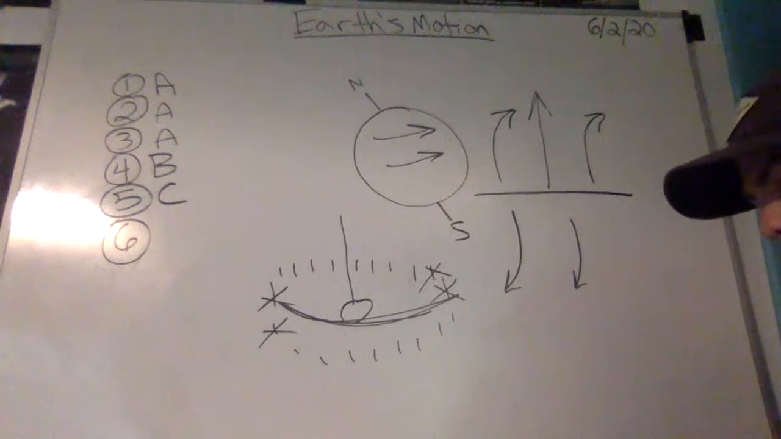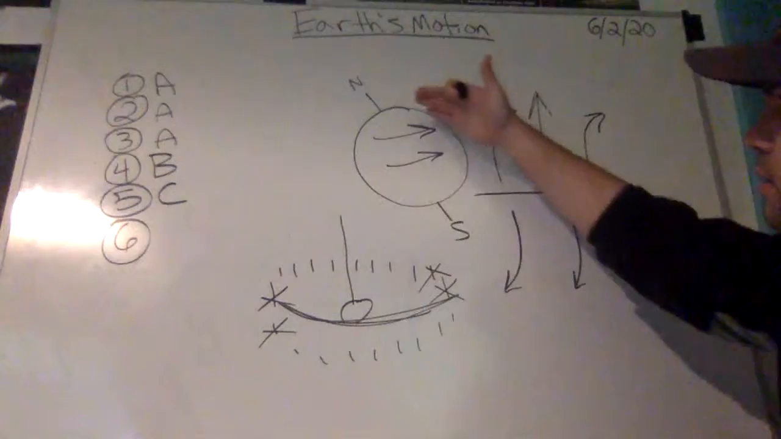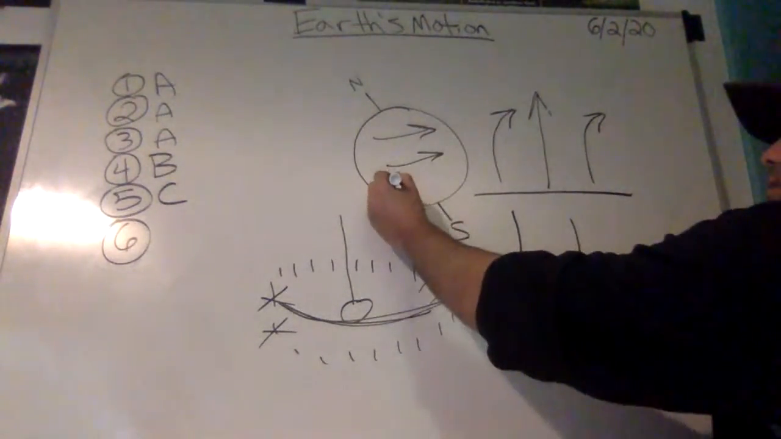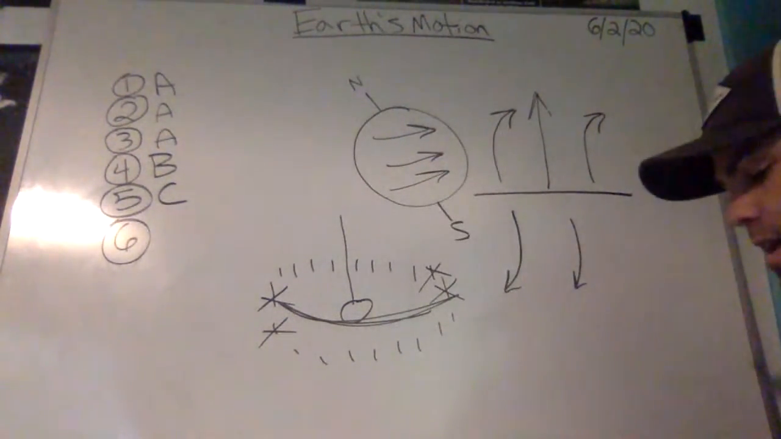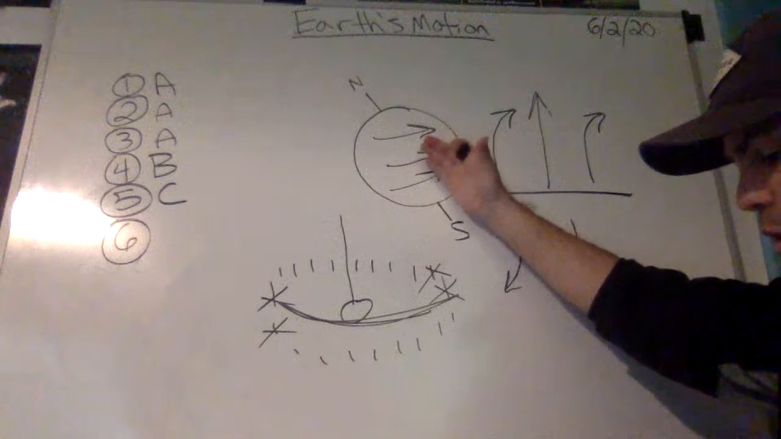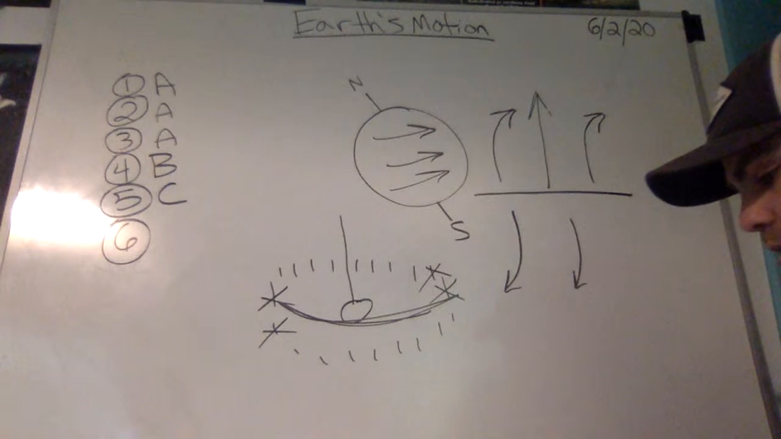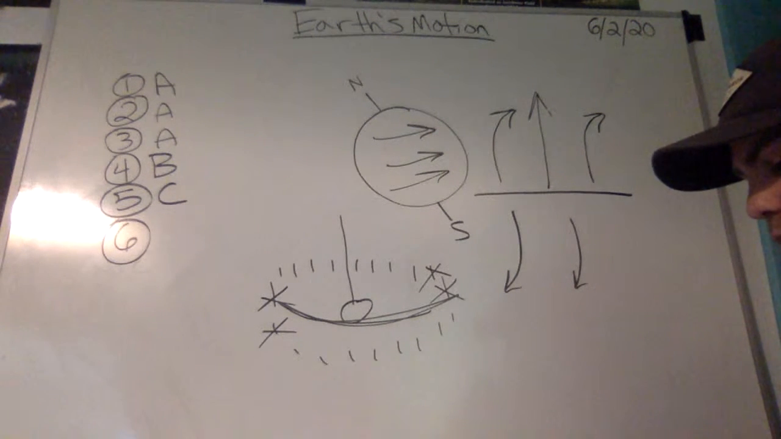Number six, the orbiting motion of the Earth is best described as, so again, we have the orbit of Earth. It is rotating, and it's going to be rotation.